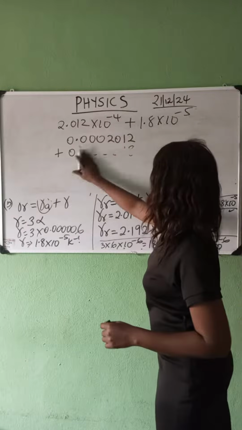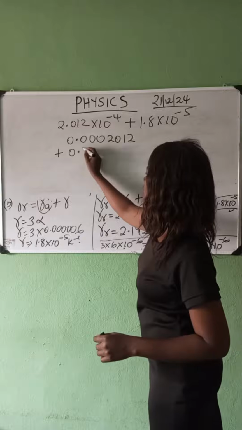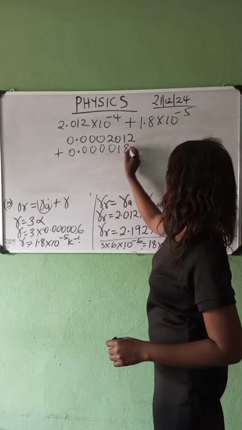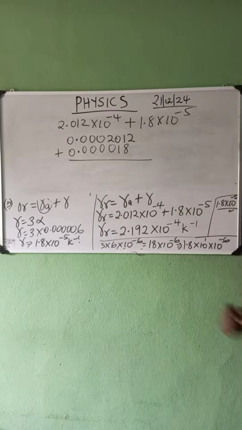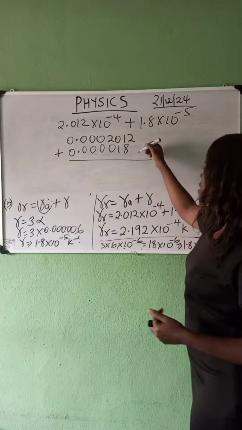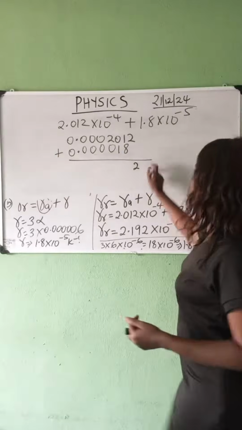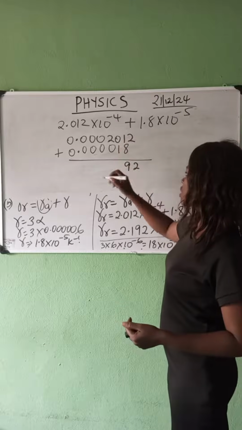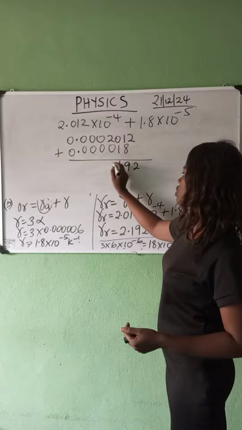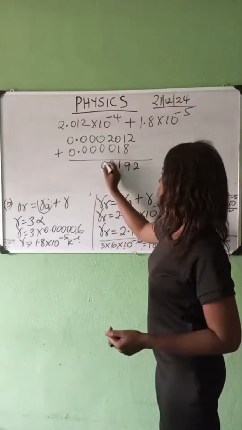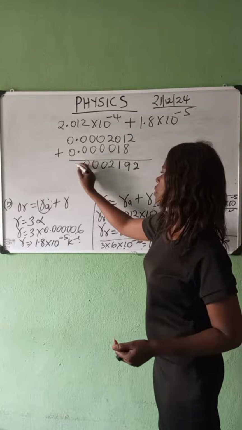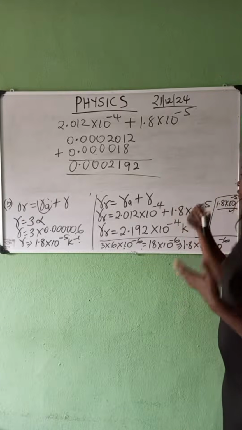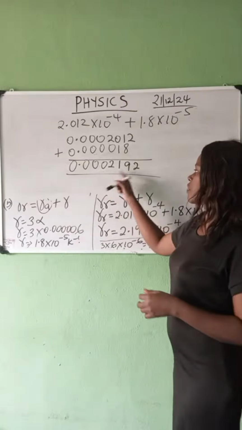Now let me do it well so you don't get confused anymore. Nothing is here, so I'm just going to bring down the 2. 1 plus 8 is going to give us 9. 0 plus 1 is going to give me 1. 2 plus 0 is going to give me 2, right? Then 0.000. Is that clear?